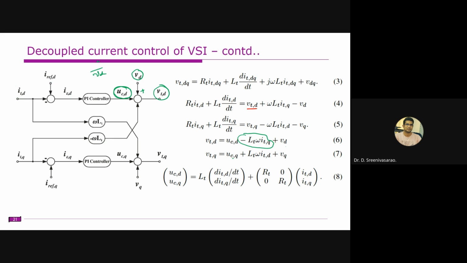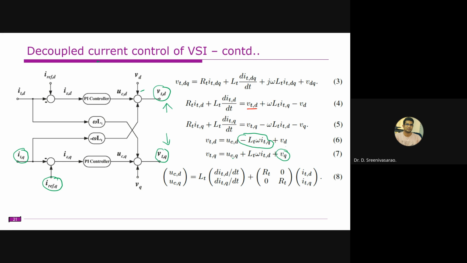Similarly on the other side, this is your ITQ, and this is your reference ITQ. We are comparing here, and this is the voltage drop in the inductor plus resistance, and this is the VQ we are adding here, and this one is the decoupled component here, right? So this gives you the VTQ. So these are the inverter voltages, or expected inverter voltages, in the DQ reference frame.